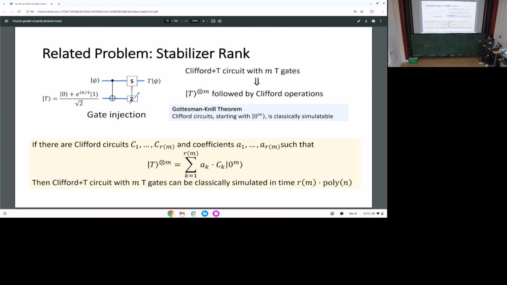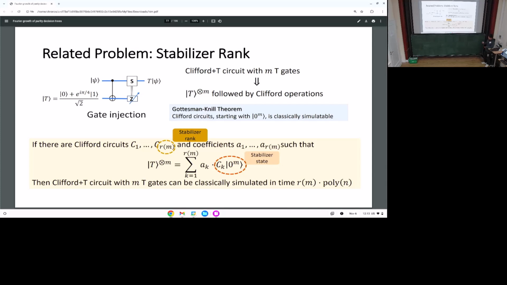The reason is that the Clifford circuit acting on T tensor m is the same as the Clifford circuit acting on this linear combination operated on O0. And then this will be poly m time. And then you aggregate them, because this is linear, so you propagate. And why is it called stabilizer rank? Well, these states are called stabilizer states, and this R is the stabilizer rank.